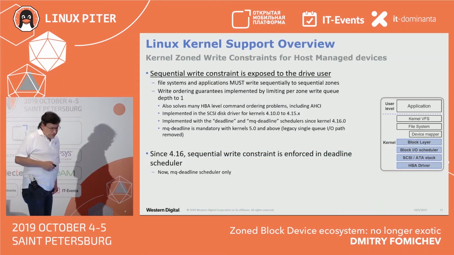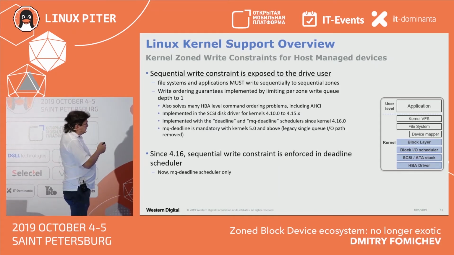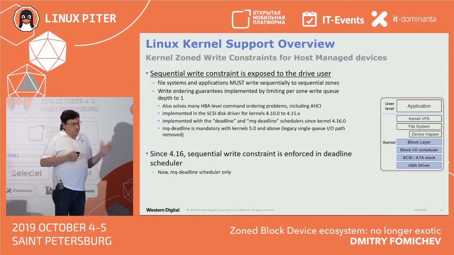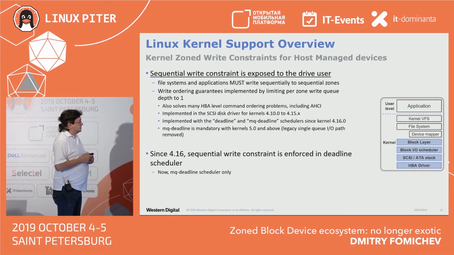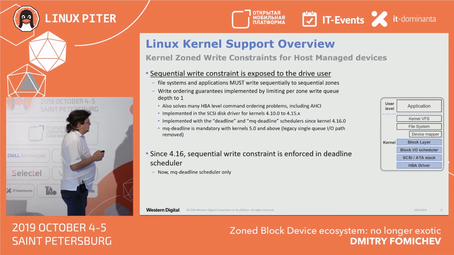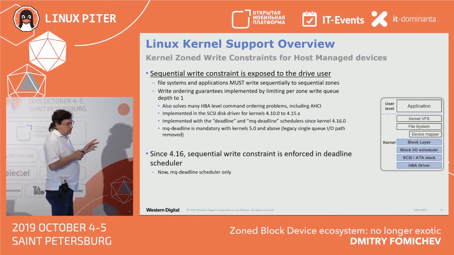So what does this block support about in the kernel? This is the main point: the sequential write constraint is exposed to the user. It means that host software needs to use direct I/O and always write sequentially. So it doesn't hide the zone constraint for writes. How is it done? The per-zone queue depth is limited to 1.